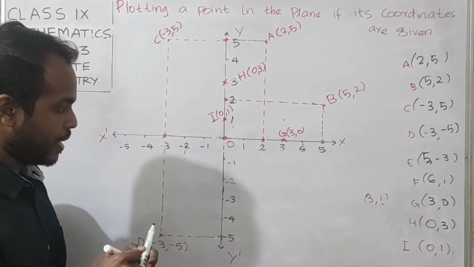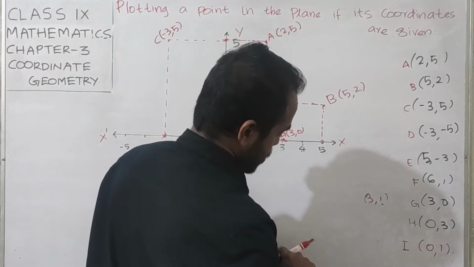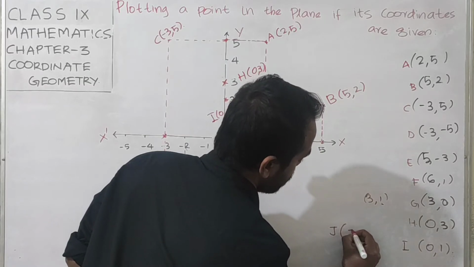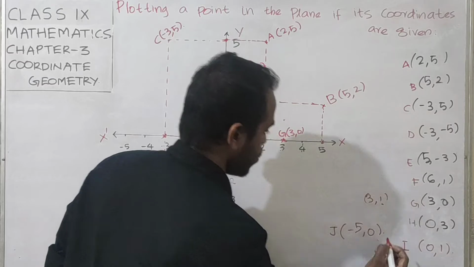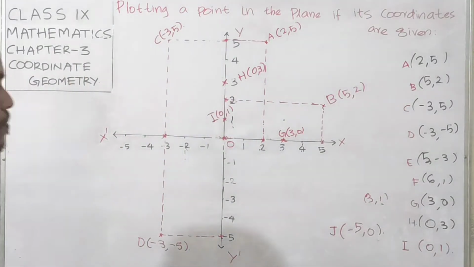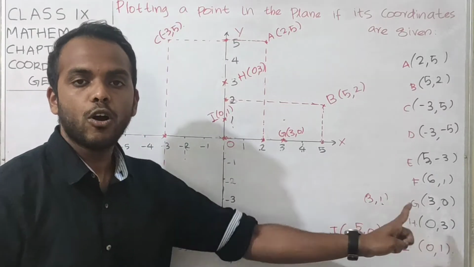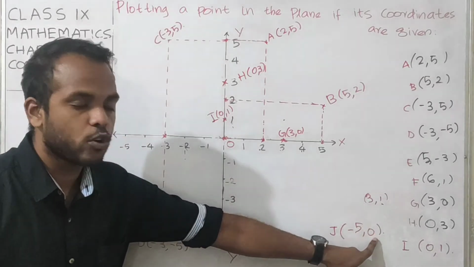Now let's see one more thing. Let's see a point J, having coordinates (-5, 0). Let's see how this can be done. What's the coordinate? (-5, 0). That is, the abscissa is -5, the ordinate is 0. The x coordinate is -5, the y coordinate is 0.